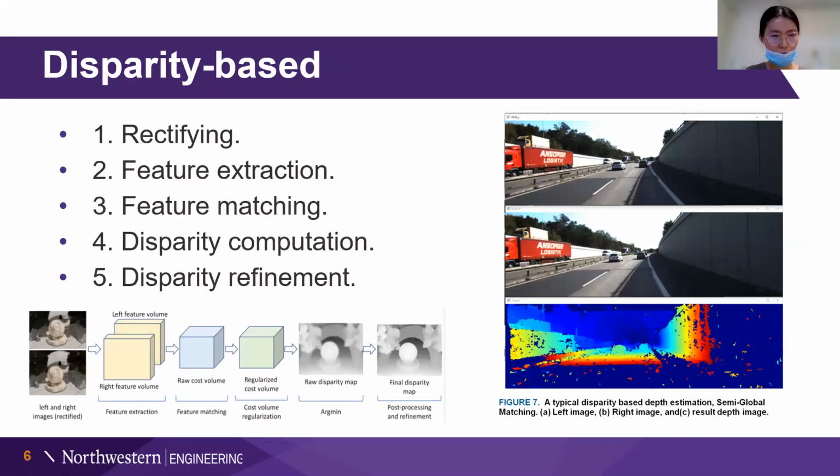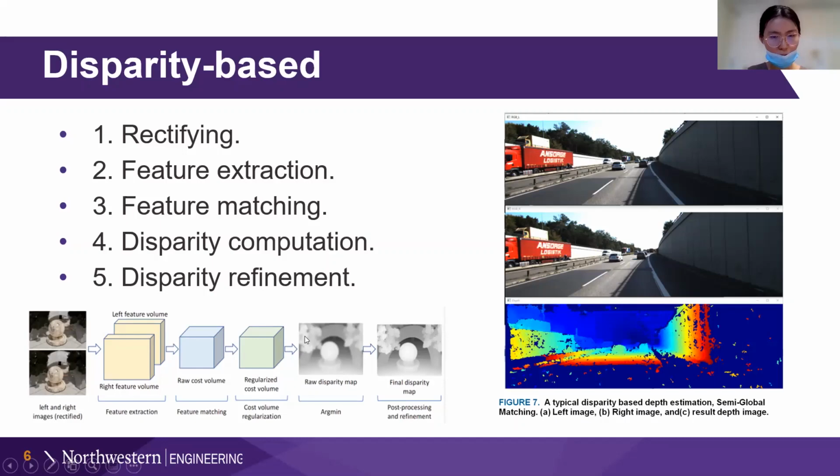So today I will talk about 3 different methods that can use the binocular camera. The first method is the disparity-based method. The flow of this method is listed. First, rectify the image distortion, and then extract the features. After that, do feature matching, and then regularize the cost value. And we finally get the disparity map.